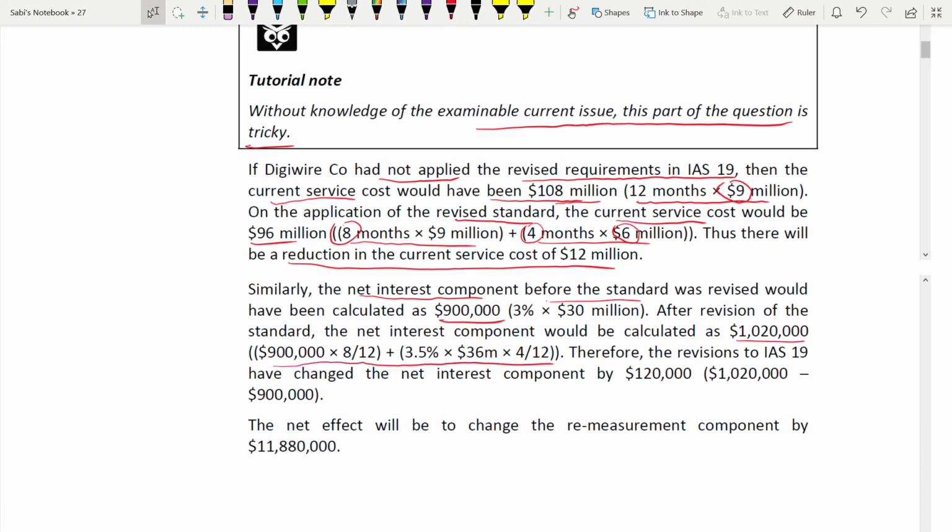Okay. We'll go to the figure later from the case study. We'll quickly sum this up here. It's 1 million. Did you see it increased? Net interest increased. So therefore the revision has changed the net interest from this to this. It has increased by 120,000. So what is the net effect of both the current service cost as well as the net interest? So the net effect will be to change the remeasurement component by 11,880,000.